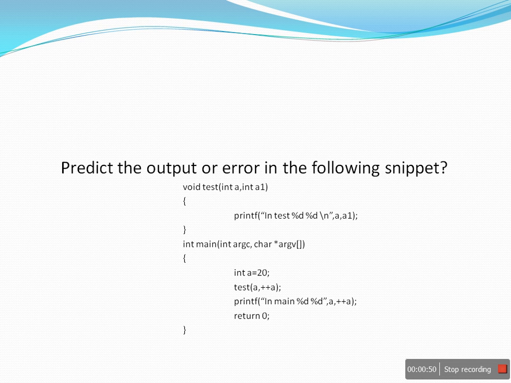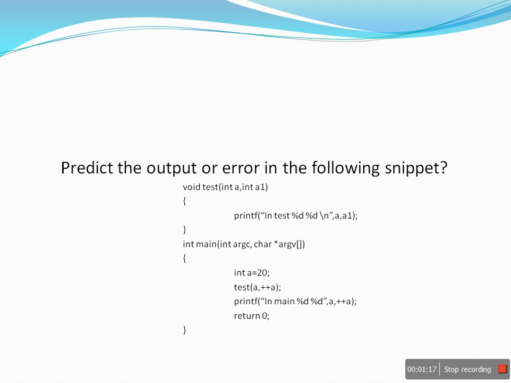the function parameters are evaluated from right to left. So ++a is executed first. So 20 is incremented to 21. So 21, 21 are the two values we pass to the function call. The values are associated with the a and a1 variables. Now by calling this function, the values of a and a1 are 21, 21.